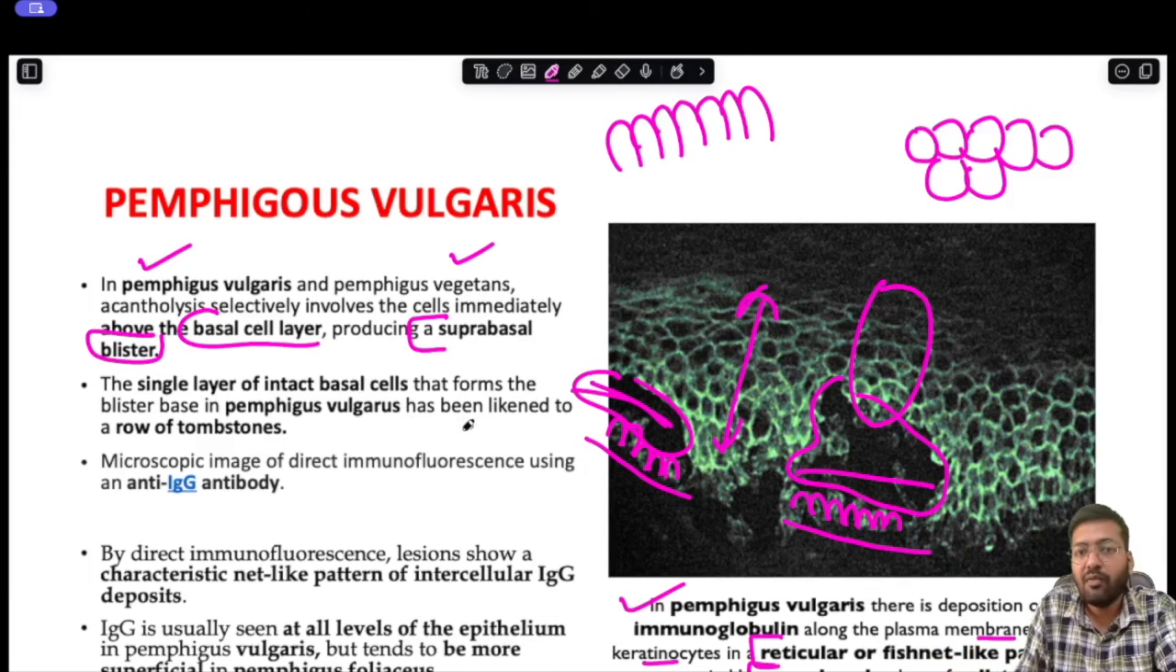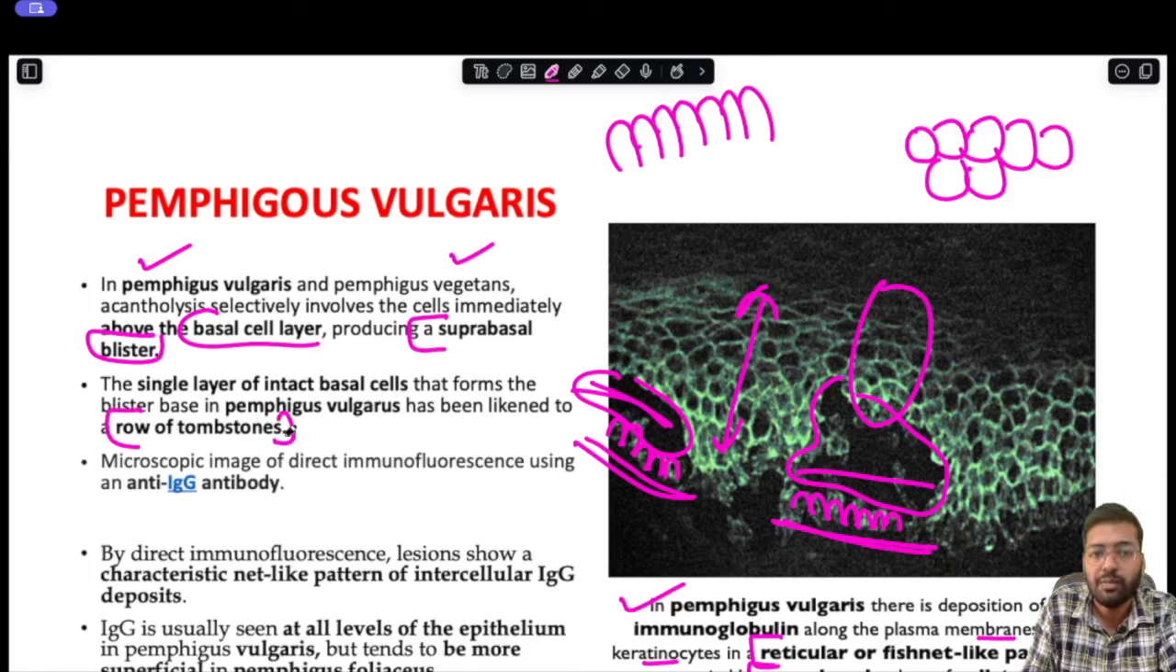Now the single layer of intact basal cells that we can appreciate over here, this single layer of intact basal cells that forms the blister base in pemphigus vulgaris has been likened to a row of tombstones. This is an MCQ: a microscopic image of direct immunofluorescence using an anti-IgG antibody, as we can appreciate over here.